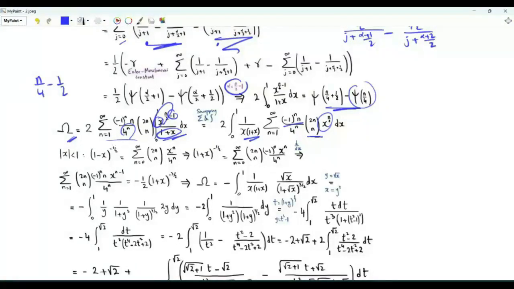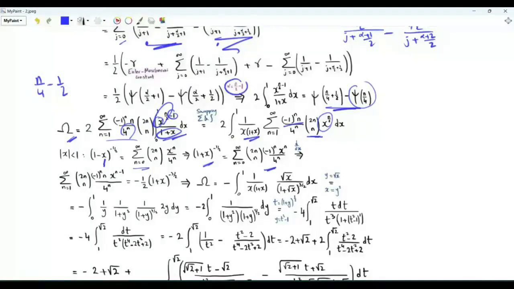We can use the expansion of (1 − x)^(−1/2) when the magnitude of x is less than 1. This is the sum over non-negative integers n of (2n choose n) x^n over 4^n. If we replace x by −x, we get that (1 + x)^(−1/2) is the summation n from 0 to infinity of (2n choose n) (−1)^n x^n over 4^n.